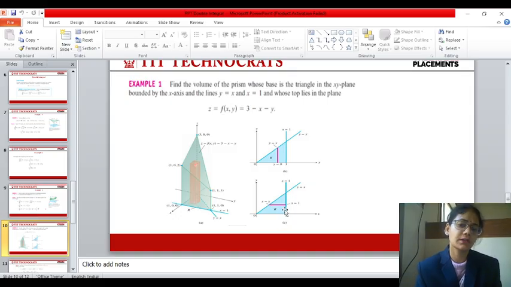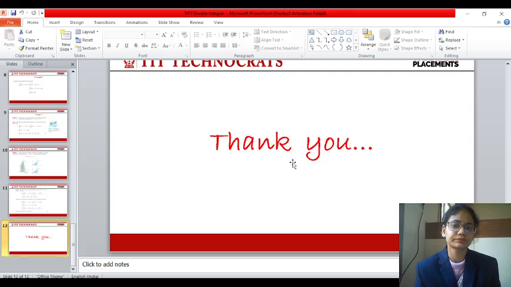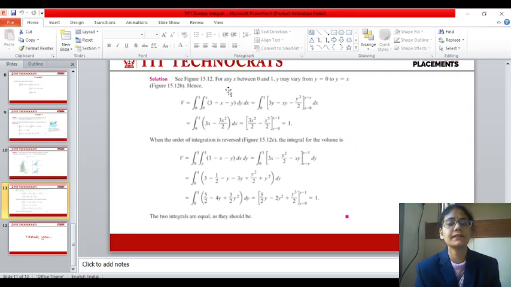This is called a horizontal strip, and this is called a vertical strip. If you are taking the vertical strip, y varies from 0 to x, and x varies from 0 to 1, similarly for y. So we will find this integration for any x between 0 and 1. The integrand is 3 minus x minus y, dy dx.